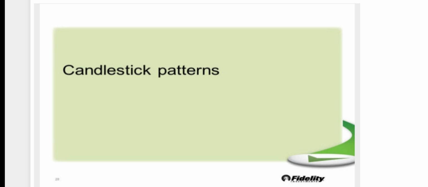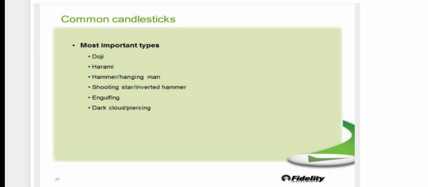So next, let's take a look at some candlestick patterns to supplement our chart patterns. And this goes to the earlier question about time frames. These candlestick patterns are usually 1 to 5 bar patterns that occur over 1 to 5 days. They're usually on a daily chart. So let's talk about what some of the most common candlesticks are and what we're going to look at today. We're going to look at dojis, haramis, hammers, hanging mans, shooting stars, inverted hammers, engulfing, dark clouds, and piercing lines. And we'll go into more detail about each of those.